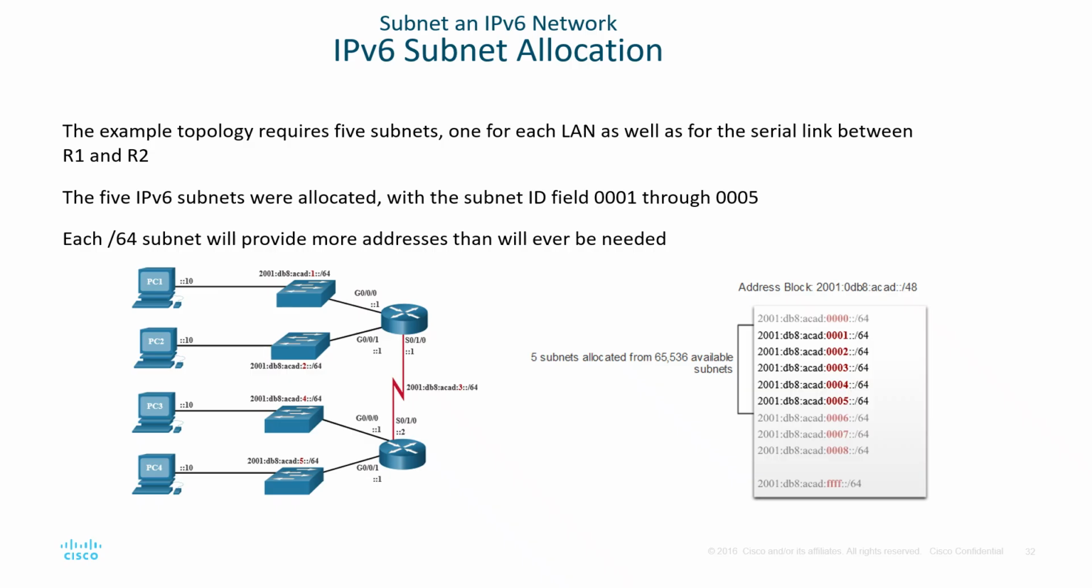So the example topology requires 5 subnets, 1 for each LAN as well as for the serial link between them. The 5 IPv6 subnets were allocated with the subnet ID field of 0001 through 0005. So here in this instance, they're not going to use the 0 network, although you could. So they're not going to utilize it. They're going to go right to 1, 2, 3, 4, 5.